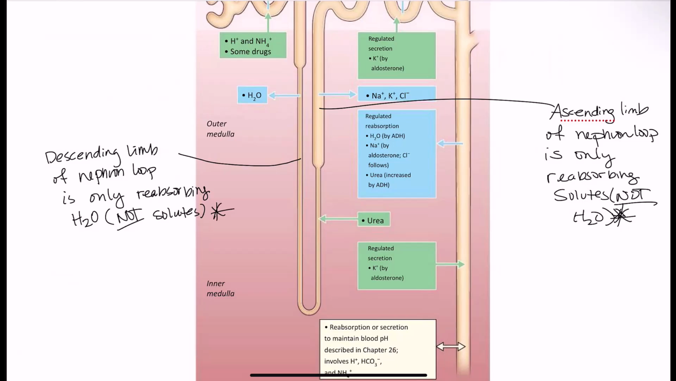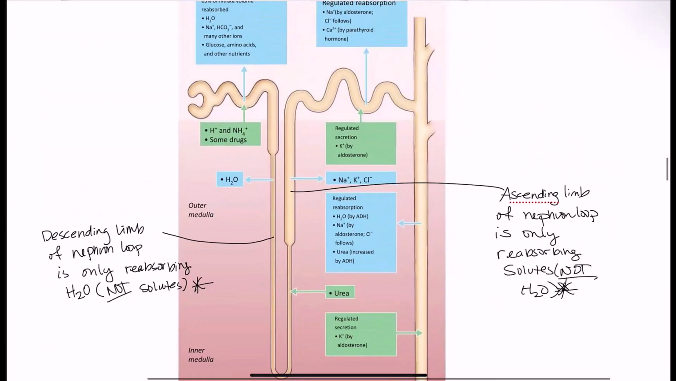So the ascending limb, the descending limb. The descending limb, only water can leave, not solutes. In the ascending limb, only solutes can leave, not water, okay? And then we go through the DCT, distal convoluted tubule.